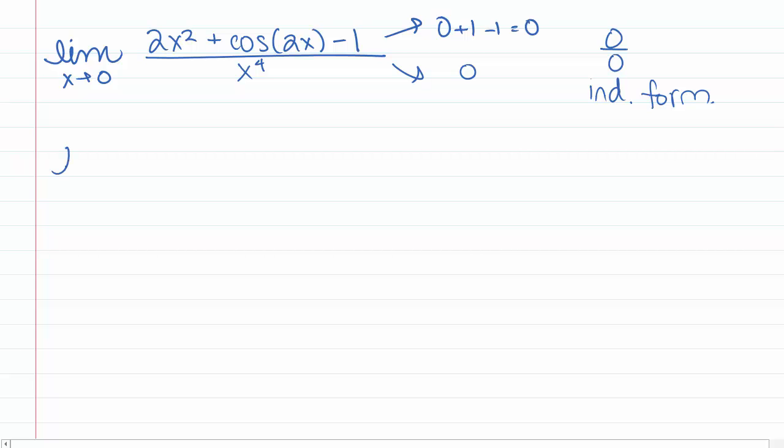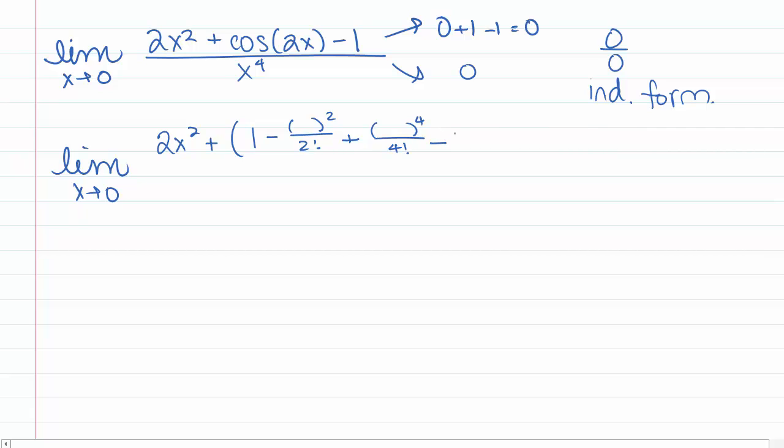So we could rewrite this as the limit as x goes to 0 of 2x squared plus, now cosine of 2x, we know the Taylor series for cosine of x, it's 1 minus x squared over 2 factorial plus x to the fourth over 4 factorial minus x to the sixth over 6 factorial plus dot dot dot. It goes on and on like that, right? But now it's cosine of 2x, so we're going to put a 2x in each of those spots where the x would go. And then, so that's our cosine of 2x, and then we do minus 1 divided by x to the fourth.